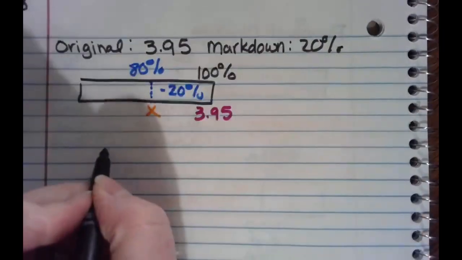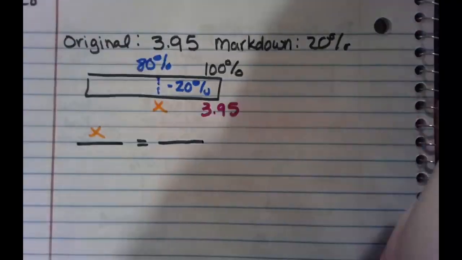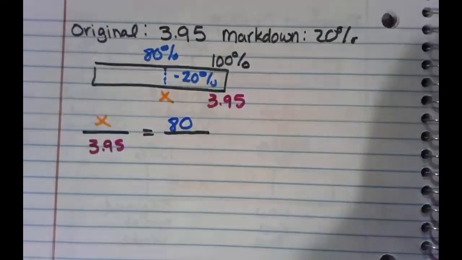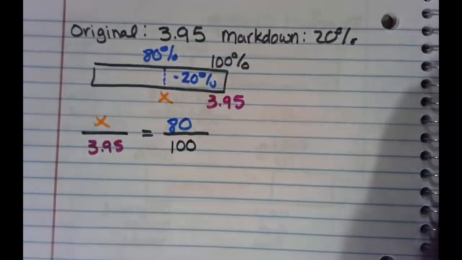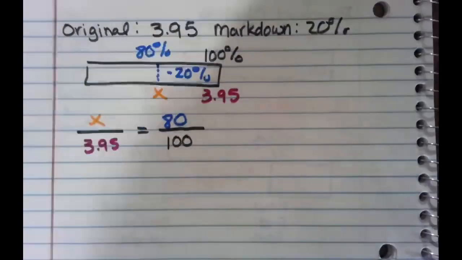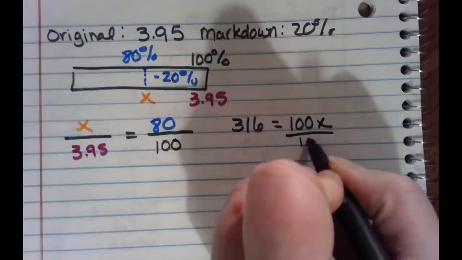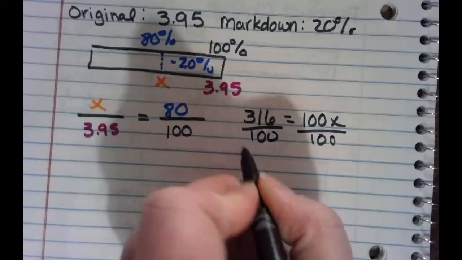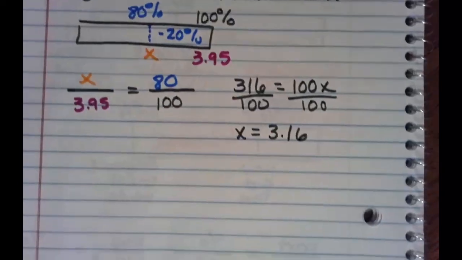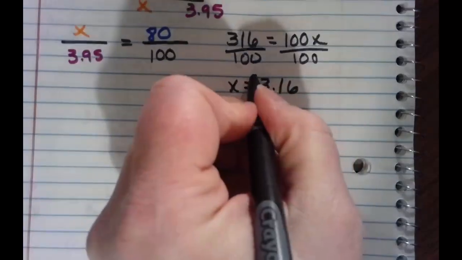So we'll go ahead and set this up. We don't know the new. We know the original is 3.95. We know the new percent is 80 over 100. Okay, then we cross multiply and divide. So we do 3.95 times 80, and that gives us 316. We do 100 times x, which gives us 100x. So we have to divide by that 100 that was left over, and we will get $3.16. And since this is already rounded like money should be, that would be our answer. And since it's money, we should probably put the dollar sign.